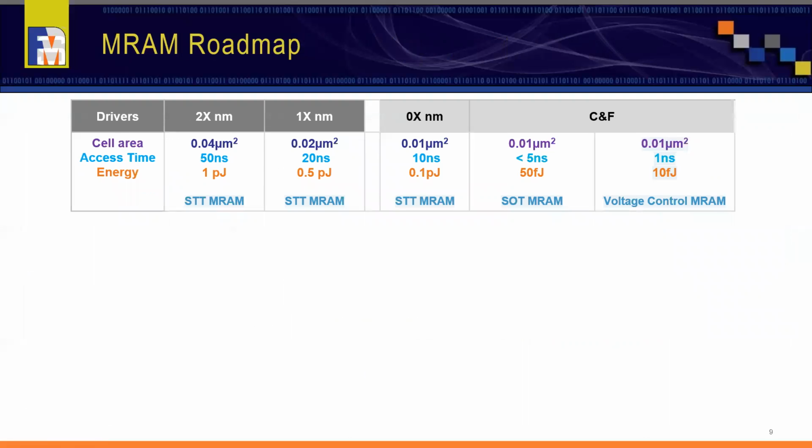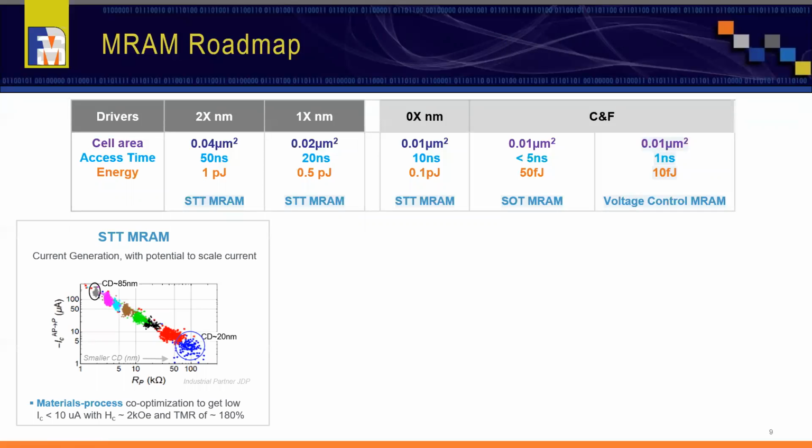Beyond MRAM, which is the current embodiment of MRAM, which is STT-MRAM, there are additional exciting devices in the broad family of MRAM, including SOT-MRAM and voltage control MRAM. These enable continued scaling of voltage and in terms of energy and also performance. For current STT-MRAM, feasibility to reduce the current to less than 10 microamp has been demonstrated with our industrial partner.